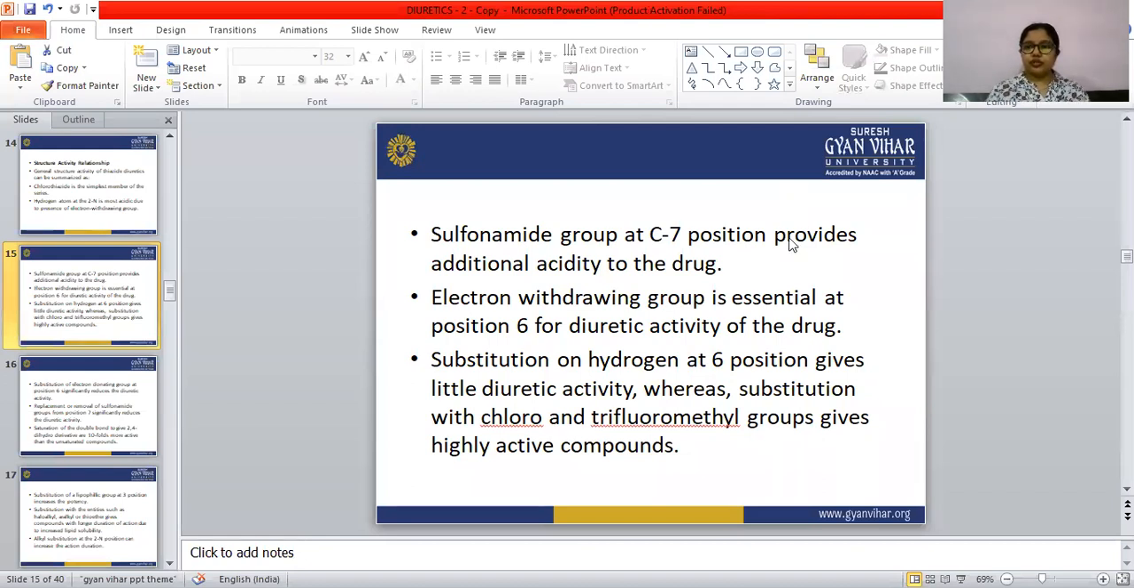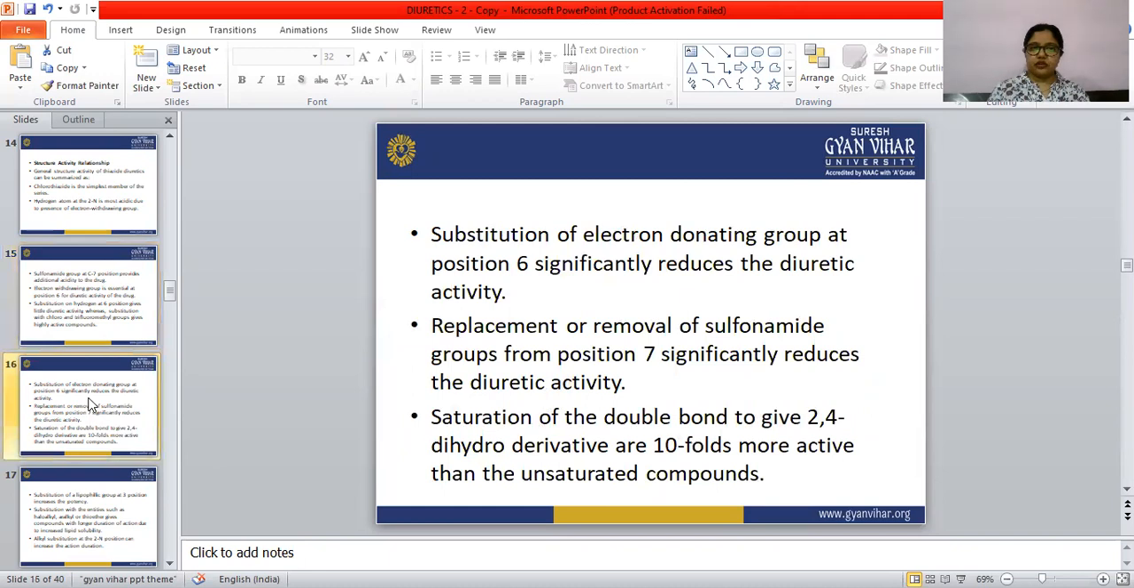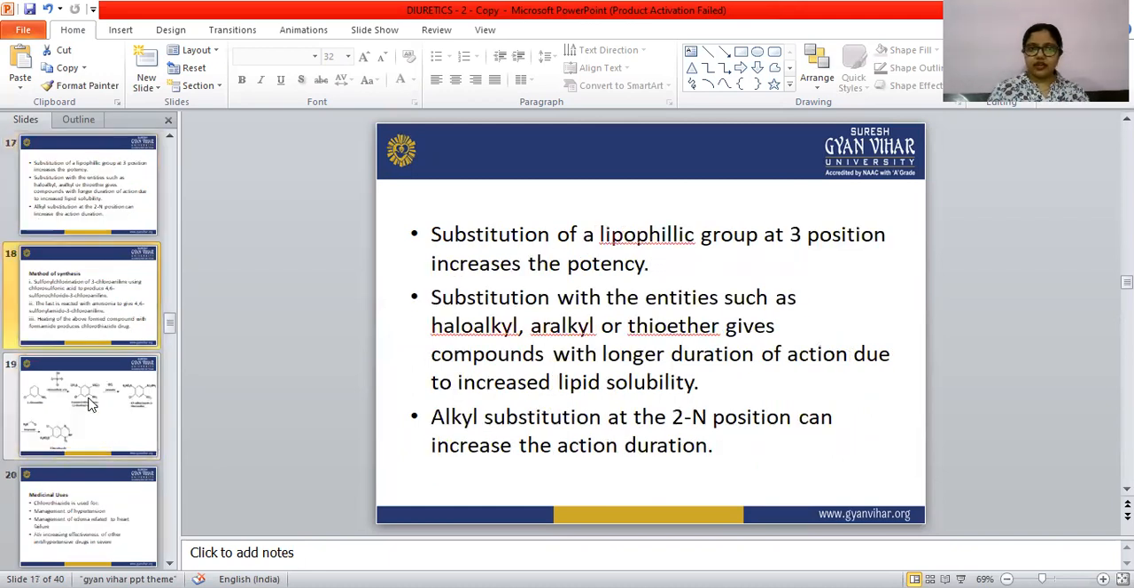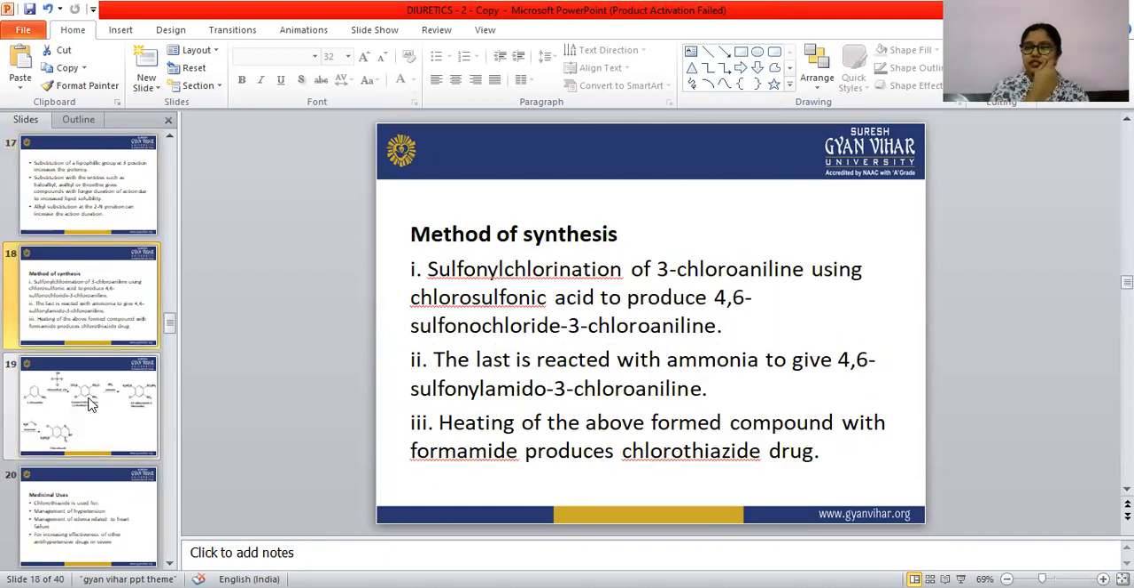An electron withdrawing group is essential at position 6 for the diuretic activity of the drug. Substitution of hydrogen at the 6th position gives little diuretic activity, whereas substitution with the chloro and trifluoromethyl groups gives highly active compounds. So this SAR we have already seen. Let's see the synthesis of chlorothiazide.